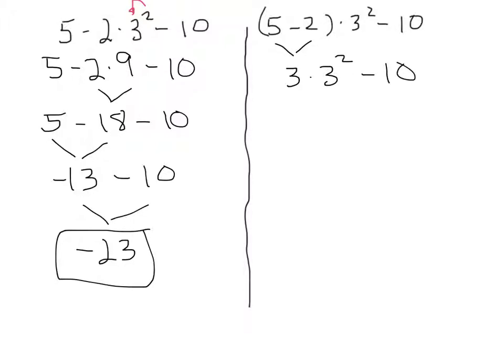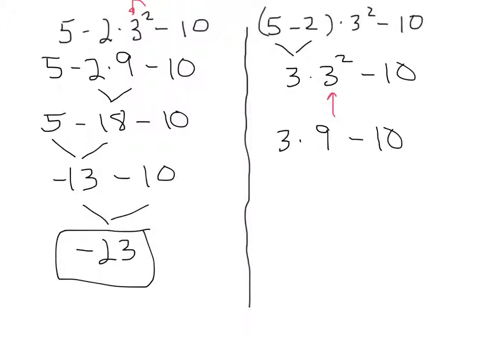Now, since we have exponents, we should square 3. And that means we're squaring this 3. I recognize that that can be fairly confusing. But we are only squaring that 3 because that's the first thing that the exponent 2 sees. So we should interpret this as 3 times 9 minus 10.